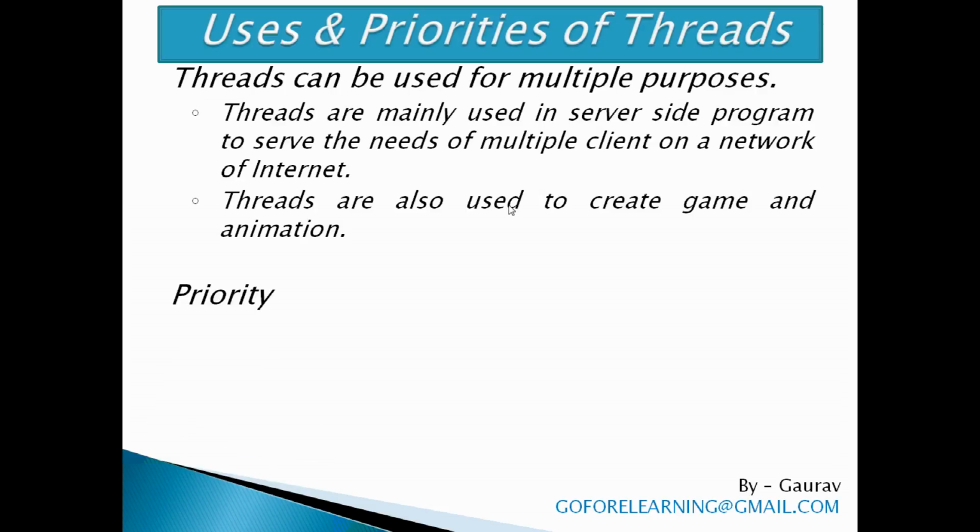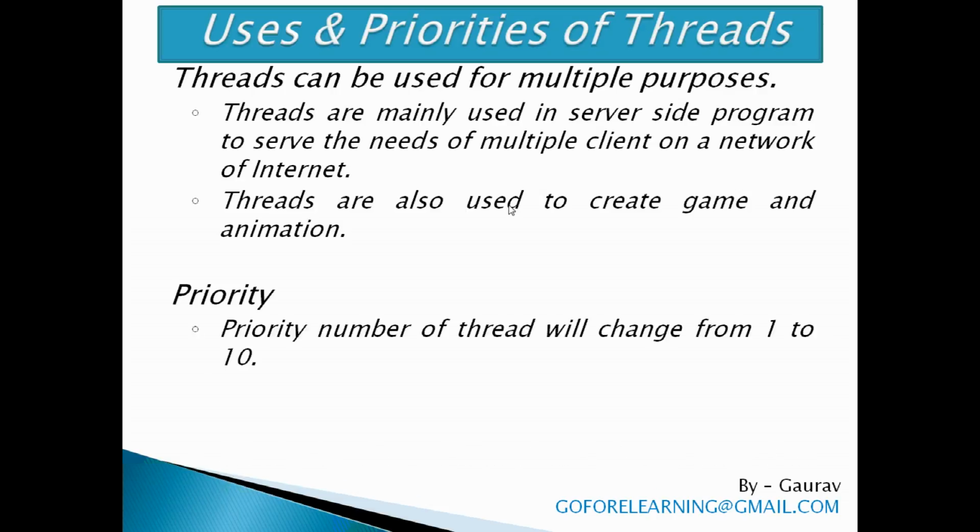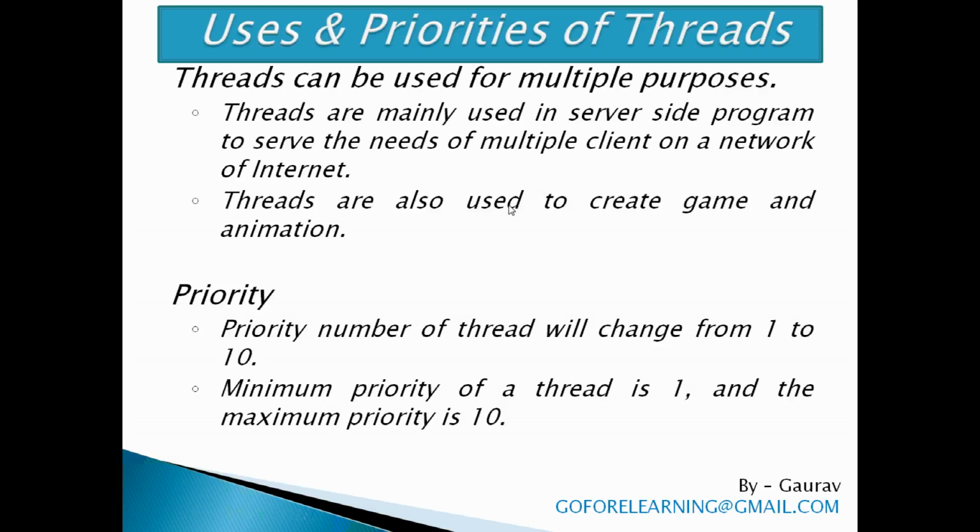What are the priorities? When the threads are created and started, a thread scheduler program in JVM will load them into memory and execute them. The scheduler will allot more JVM time to those threads which have higher priorities. The priority number of a thread will change from 1 to 10. The minimum priority of a thread is 1 and the maximum priority is 10. The normal priority of a thread is 5.